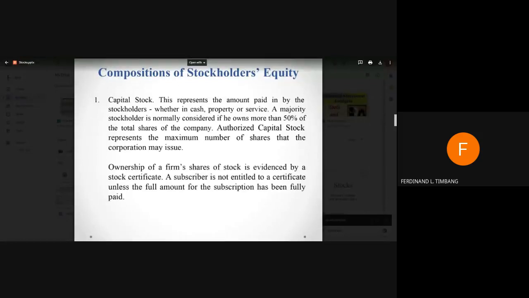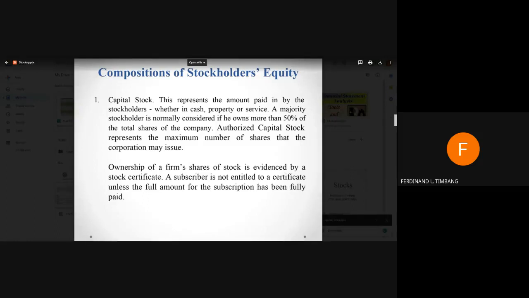Binanggit na natin kanina, yung capital stock, no? So this represents the amount paid in by the stockholders, whether in cash, property, or service. So majority stockholders normally considered if it owns more than 50% of the total shares of the company. Pero actually, class, minsan kahit na 21% lang, 23% lang, pwede kang maging majority stockholder. Basta sino may pinakamaraming shares, yun yung majority stockholder. And normally becomes the chairman o siya yung may-ari, no, ng company na yun.